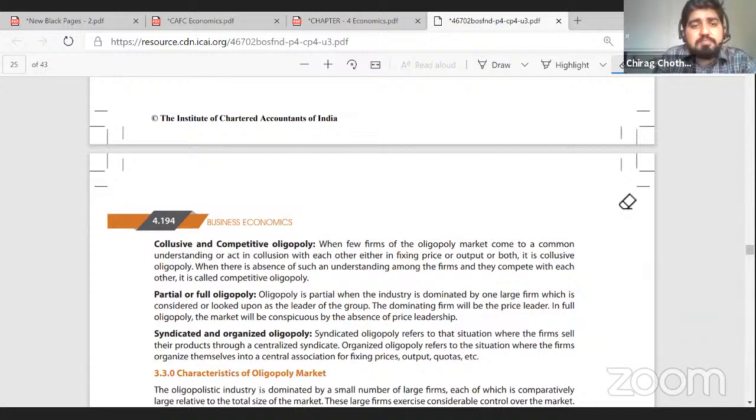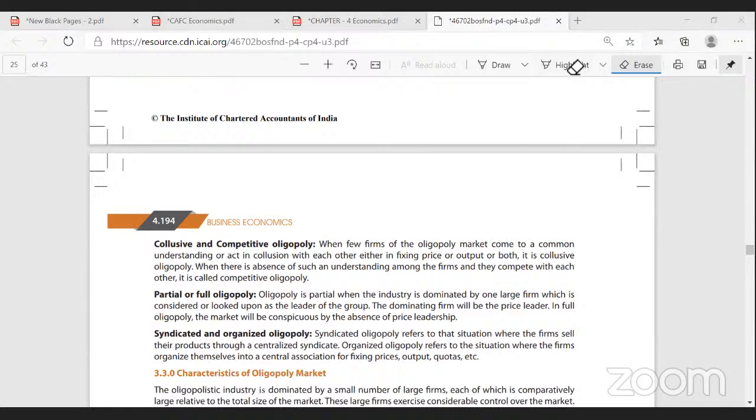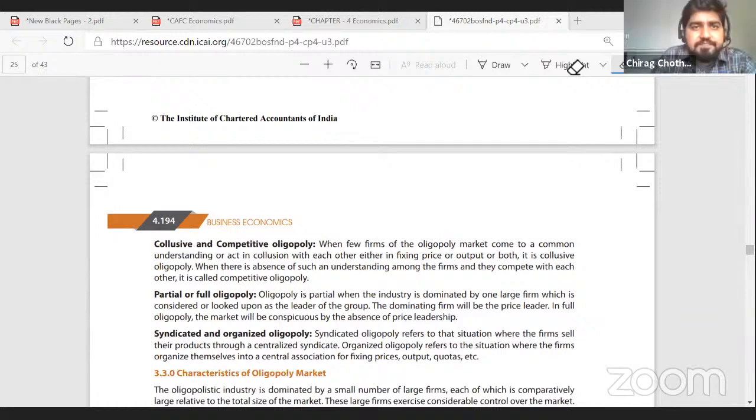Okay. Next one is partial or full oligopoly. What do you mean by partial oligopoly or full oligopoly? Partial means when the entire industry is dominated by one player. So one player is the leader and everyone else is the follower. Full oligopoly means everyone will be getting the opportunity. There is no one dominant player in the market. Okay. Next and last one is syndicated oligopoly and organized oligopoly.